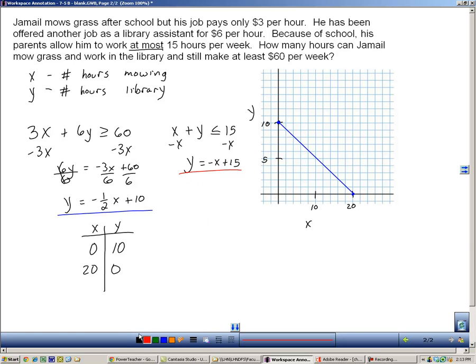Now we'll do the second one. This will be my red line. Ordered pairs: 0 gives me a 15, and 15 gives me a 0. So let's graph that. Here's 0, 15, and then 15, 0 is going to be right there. Less than or equal to means this boundary line will also be solid.